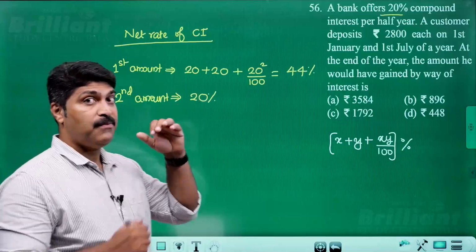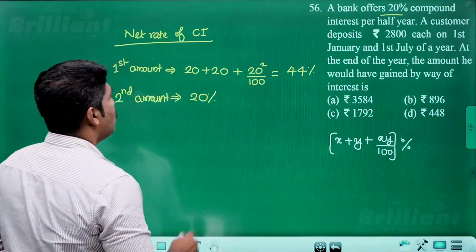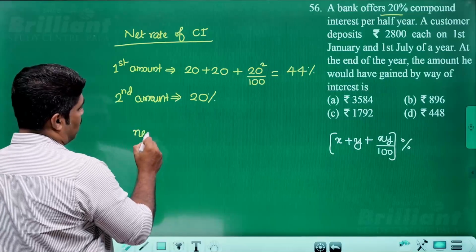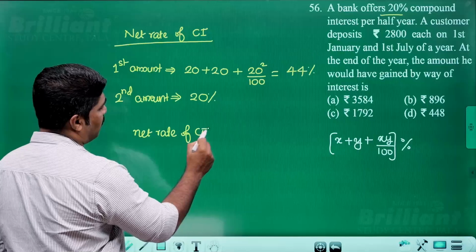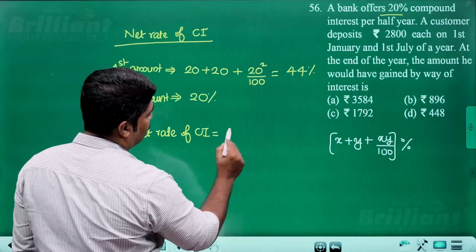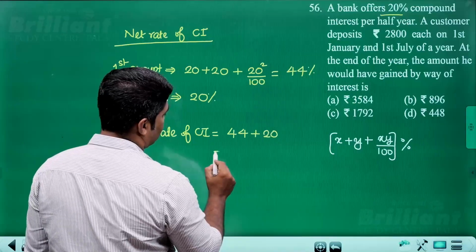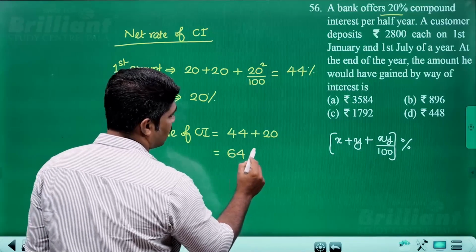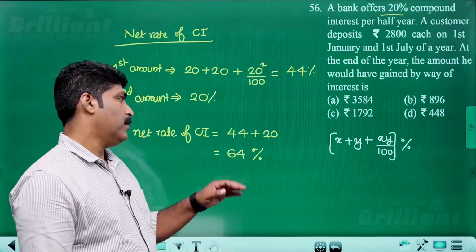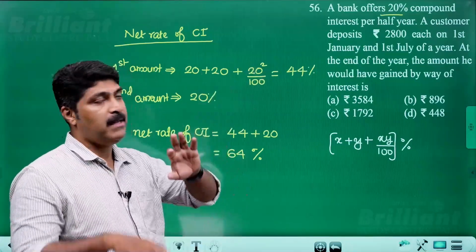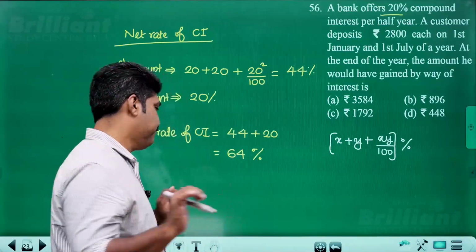Understand that period. One is from January 1st, the second is July 1st, exactly the middle. So what is the net rate of compound interest here? That is 44 plus 20, which is equal to 64%. 64% means 64% of the principal. In both cases, the principals are the same. That's why we are performing this kind of operation.